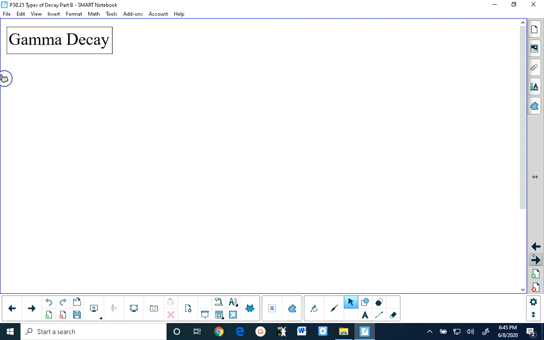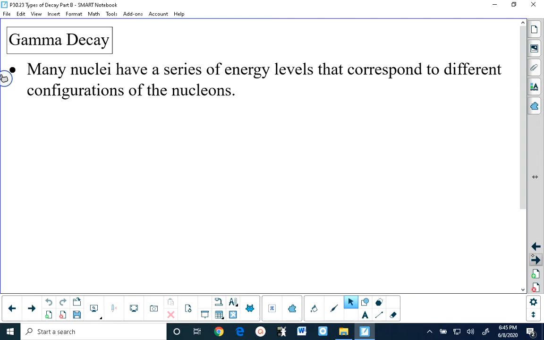But we didn't talk about gamma decay, so that's what we're going to spend a few minutes talking about here today. Gamma decay occurs because the nucleus of a particular atom is unstable, but it's not unstable in terms of how many nucleons there are. Alpha decay is unstable because there are too many nucleons, so it spits out an alpha particle. Gamma decay occurs because the nucleus is unstable because the nucleons are not arranged very effectively or efficiently. They're not packed together as well as they could be.